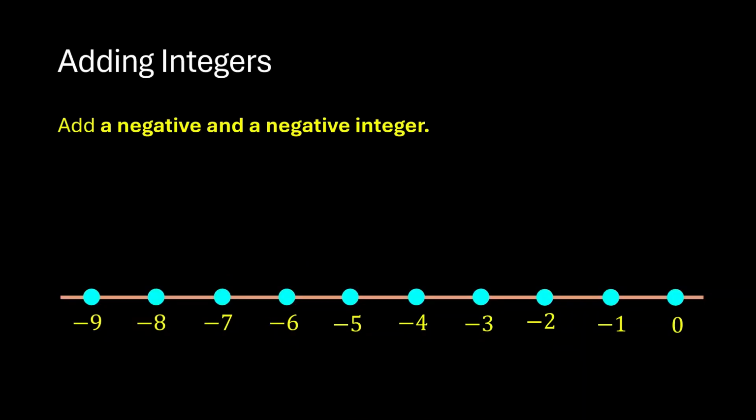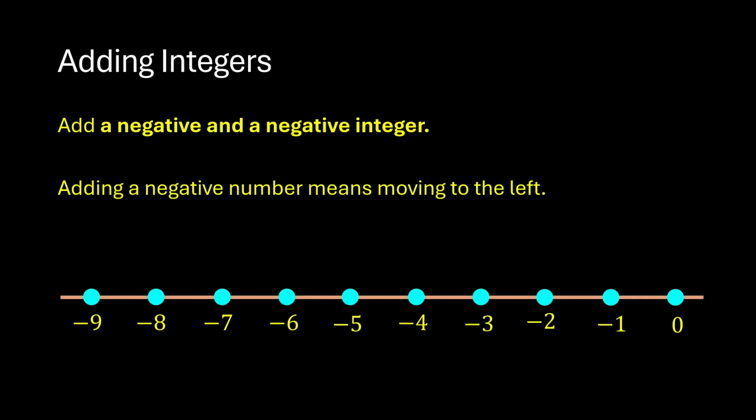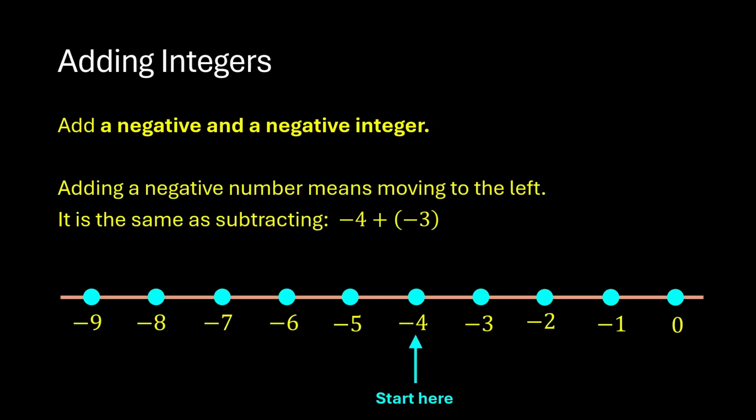Now let's add a negative and a negative integer. This time notice the number line goes from minus 9 up to 0. So adding a negative number means moving to the left. So in effect it's the same as subtracting. Let's add minus 4 and minus 3. We start at minus 4 here and then go 3 to the left as shown here and arrive at minus 7. Therefore, minus 4 plus minus 3 equals minus 7.